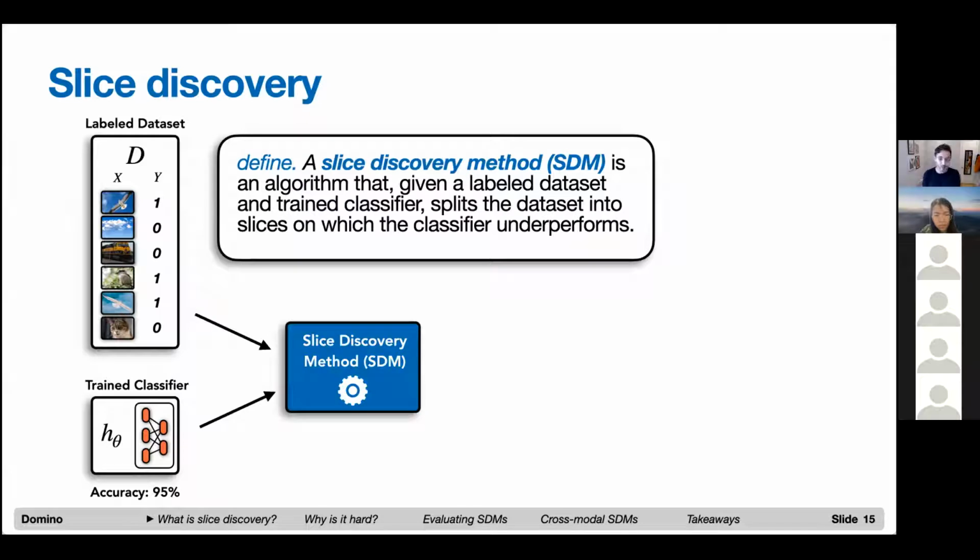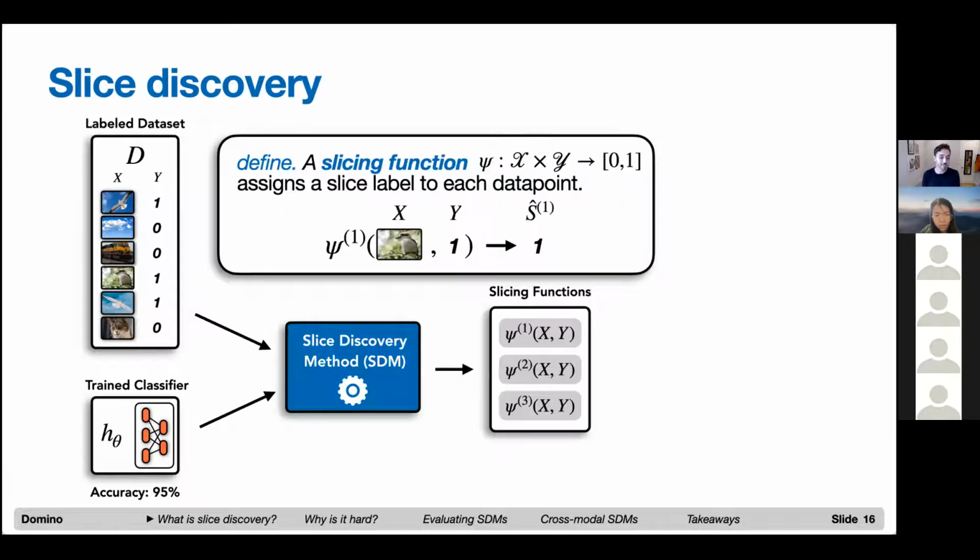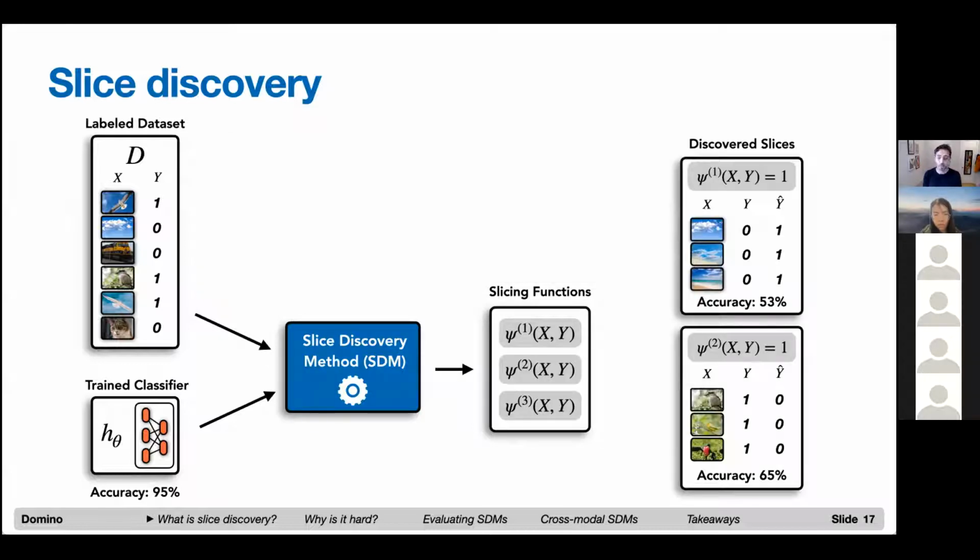So the output of a slice discovery method is a set of slicing functions. Each of these slicing functions assigns a value of 0 or 1 to each of the examples in the data set, 1 indicating that the example is in the slice, and 0 indicating that it is outside of the slice. We can then apply these slicing functions to the data set and select the examples where the slice label is 1, and then evaluate performance on that subset and see whether or not there's a difference between the different slices.